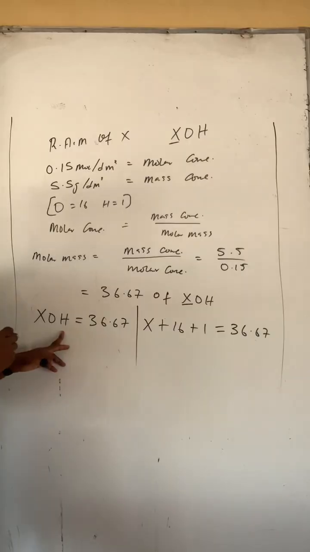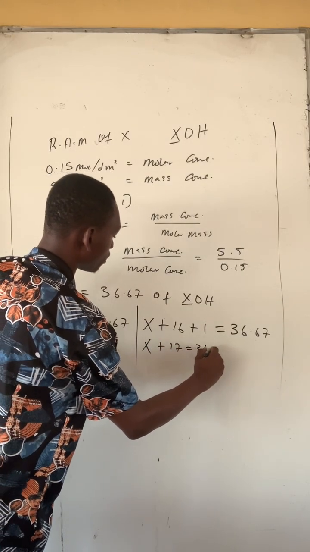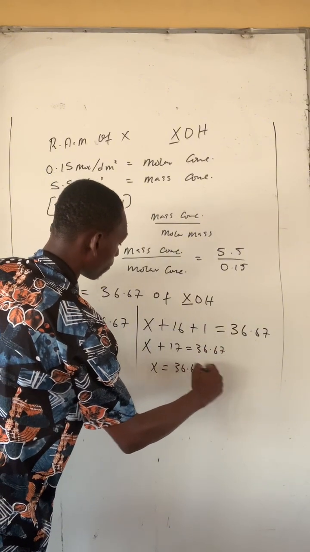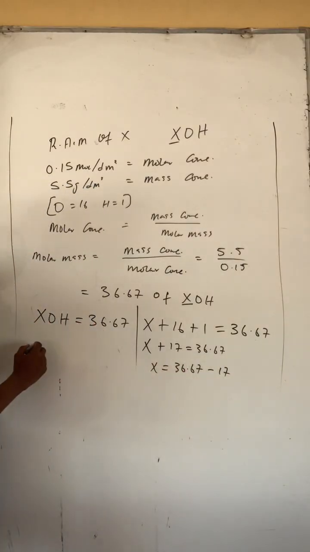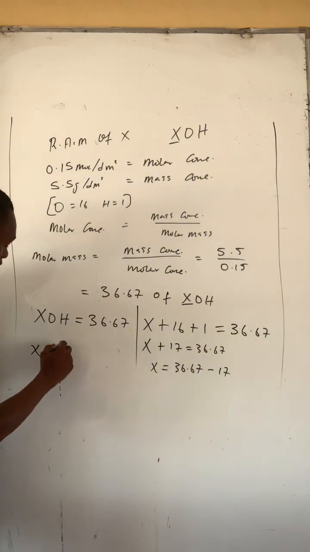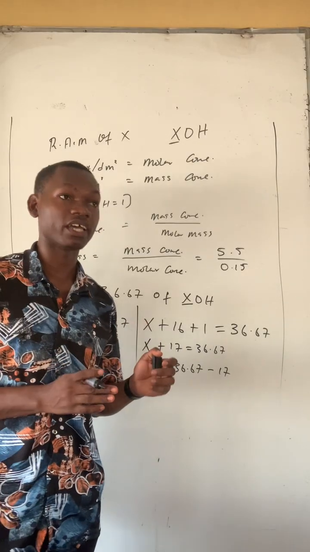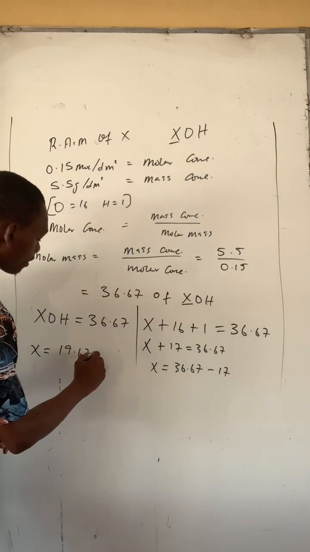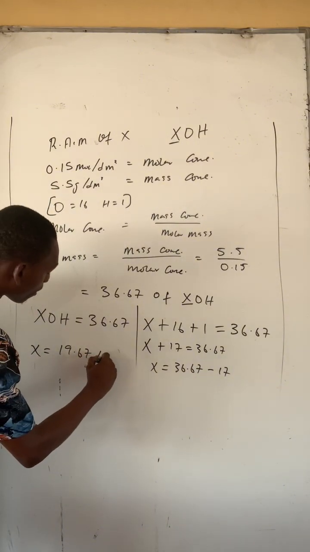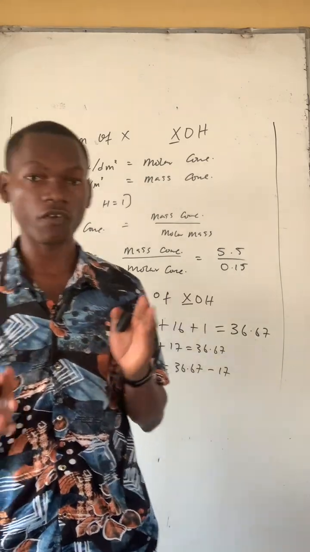Now substitute that. X plus 17 equals 36.67, and X will be equal to 36.67 minus 17. At the end of the day, X will be equal to 19.67. And what's the unit for relative atomic mass? It is gram per mole, the unit for the mass of 1 mole of a particular element.